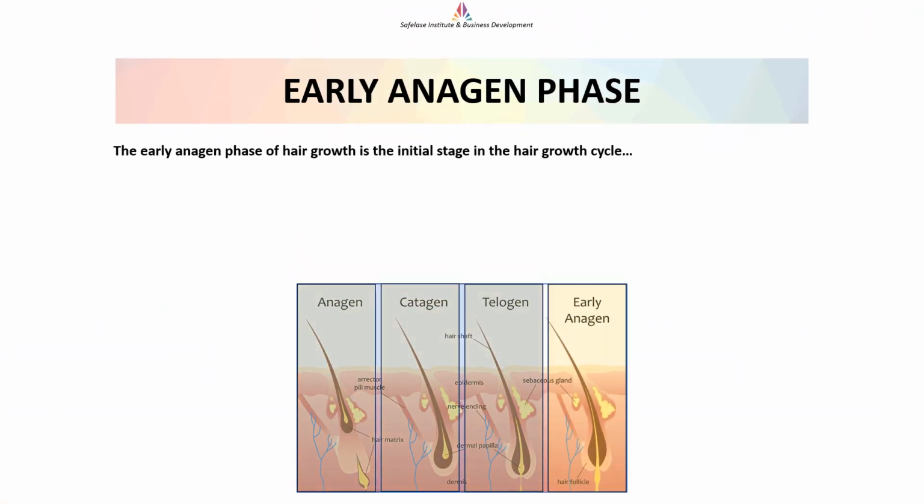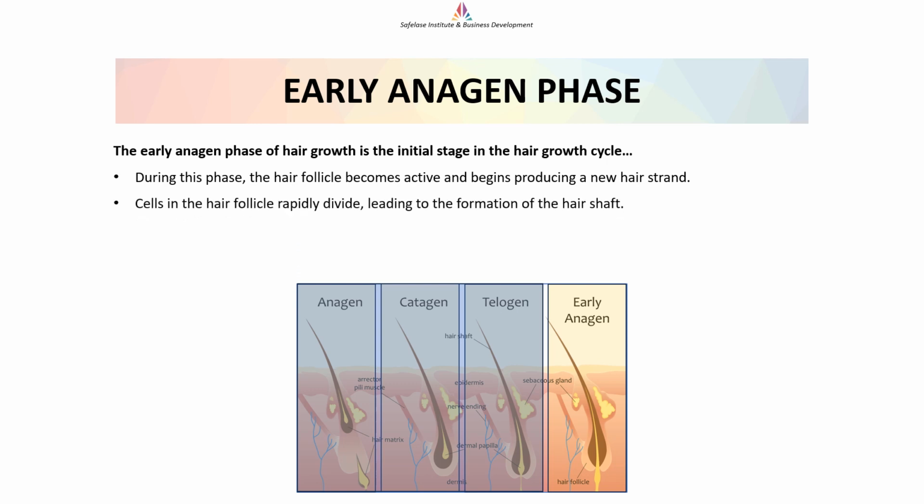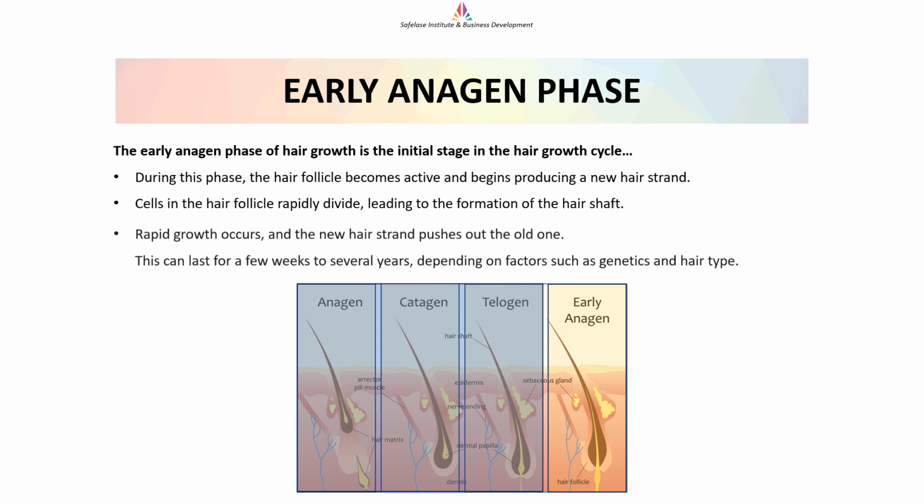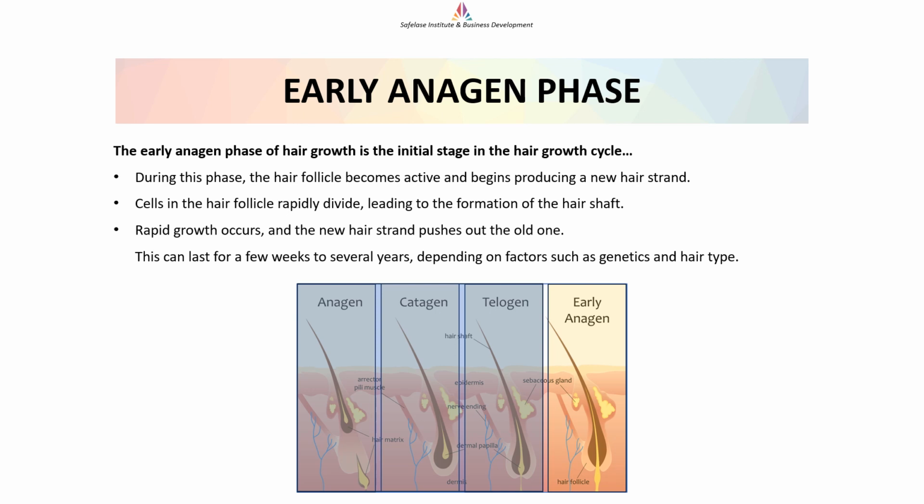The early anagen phase of hair growth is the initial stage in the hair growth cycle. During this phase, the hair follicle becomes active and begins producing a new hair strand. Cells in the hair follicle rapidly divide, leading to the formation of the hair shaft. This phase is characterized by rapid growth, and the new hair strand pushes out the old one. This can last for a few weeks to several years, depending on factors such as genetics and hair type. The hair is actively nourished by blood vessels, which supply nutrients for growth.